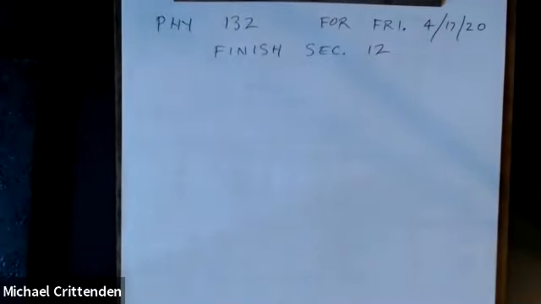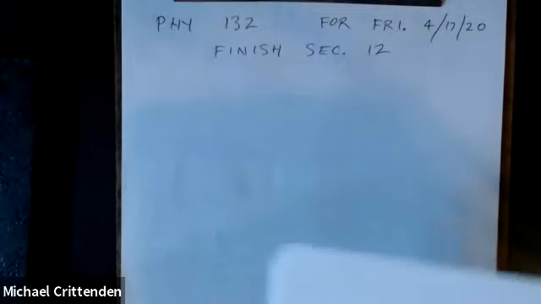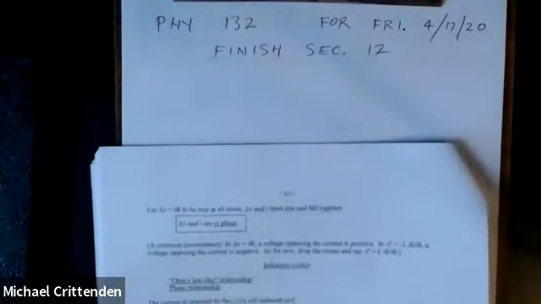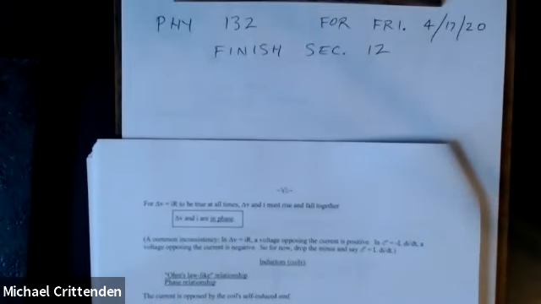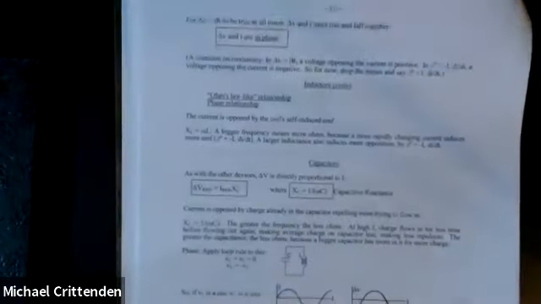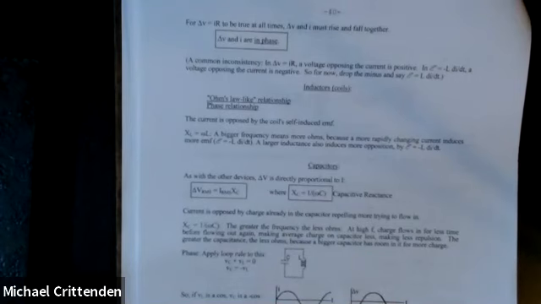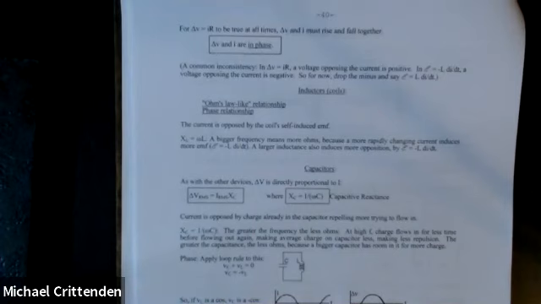Once again, assuming my role as a disembodied voice, we are going to finish section 12 today, the section on alternating currents. And just to briefly summarize where I'd left off, we're looking at resistors, inductors, and capacitors. How do they behave as an alternating current passes through them? Well, each opposes the flow of current in its own particular way, okay?